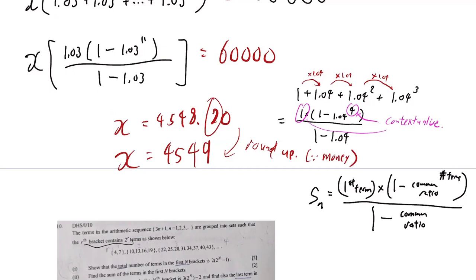It's not just money actually. It's because you want to hit at least 60,000. The moment you round down, you will hit 59,900-something dollars. You can work it out yourself. You won't hit that 60,000.